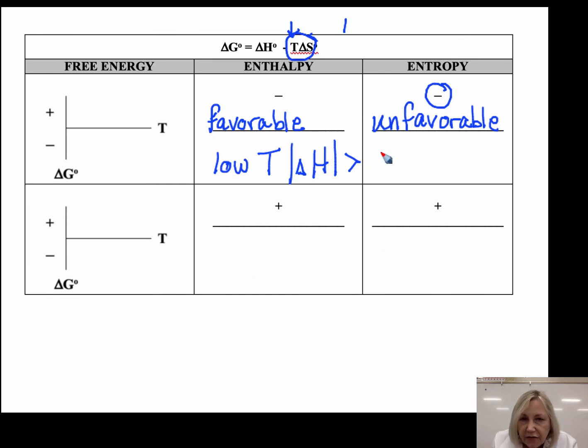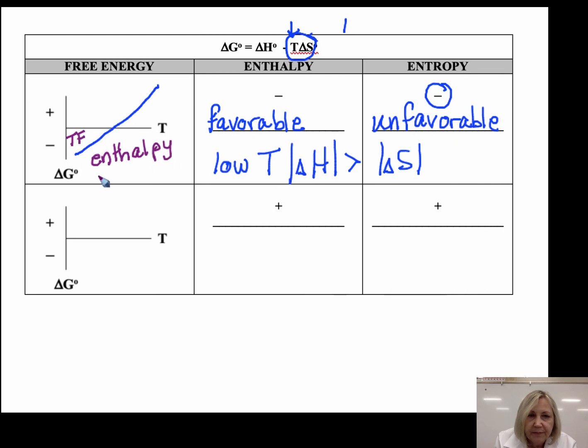my unfavorable delta S. Okay, so at low temperatures, I can overcome that entropy barrier. At high temperatures, that unfavorable entropy will take over. So there's a name for this. When it is thermodynamically favorable at those low temperatures, we would say that it is enthalpy driven, because it was the favorable enthalpy that helped us overcome the process and make delta G negative. All right, let's look at this situation.